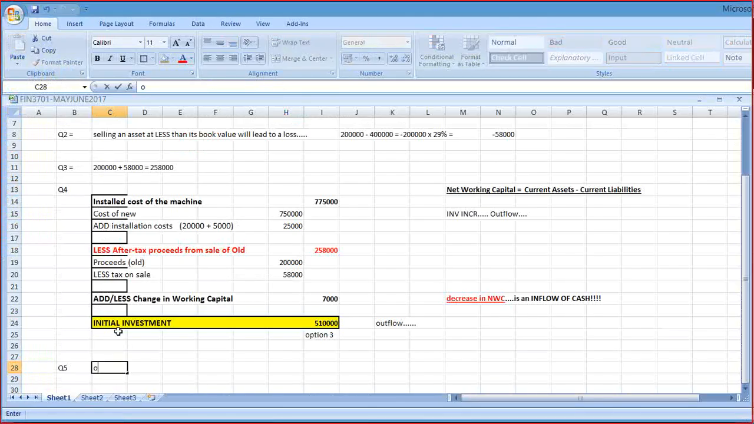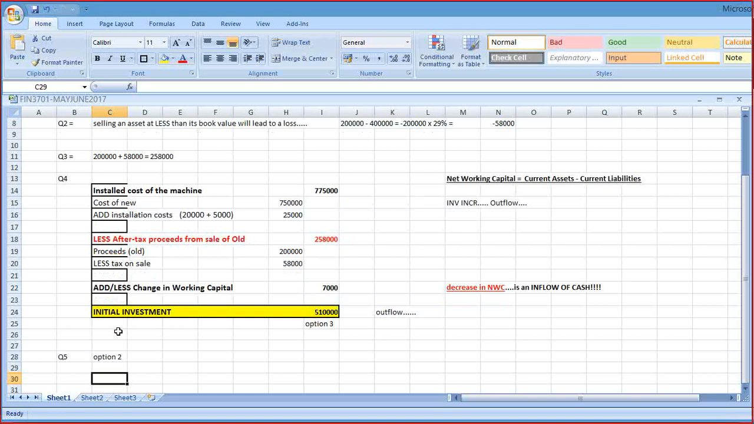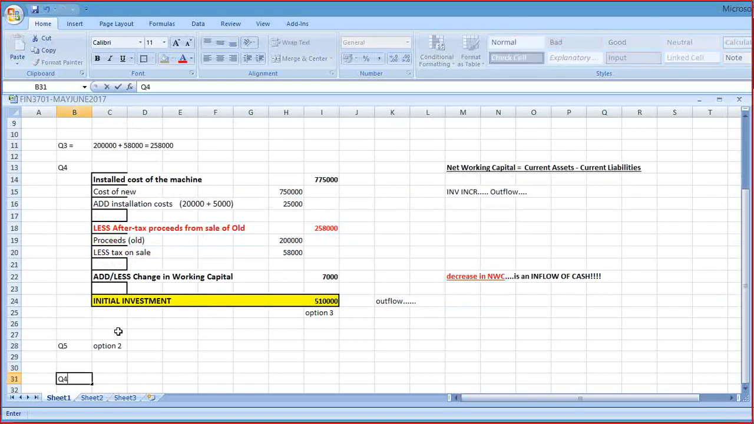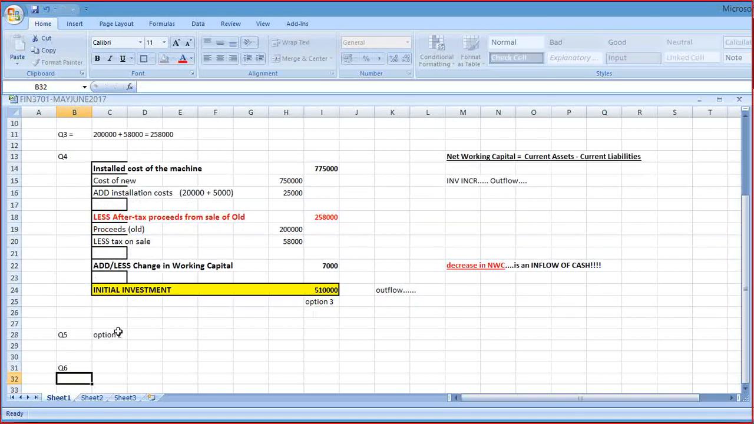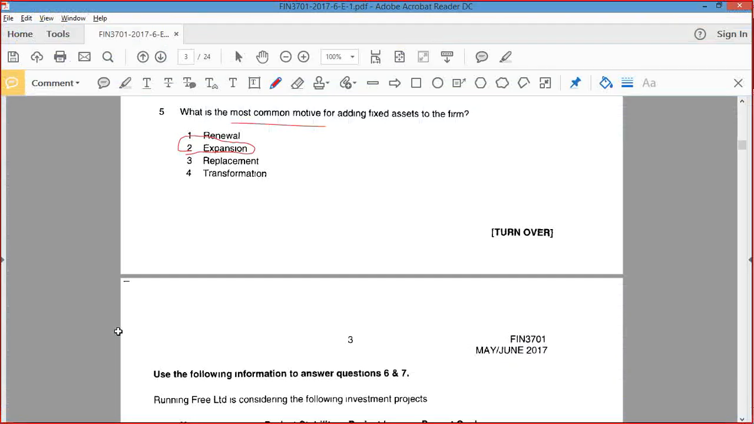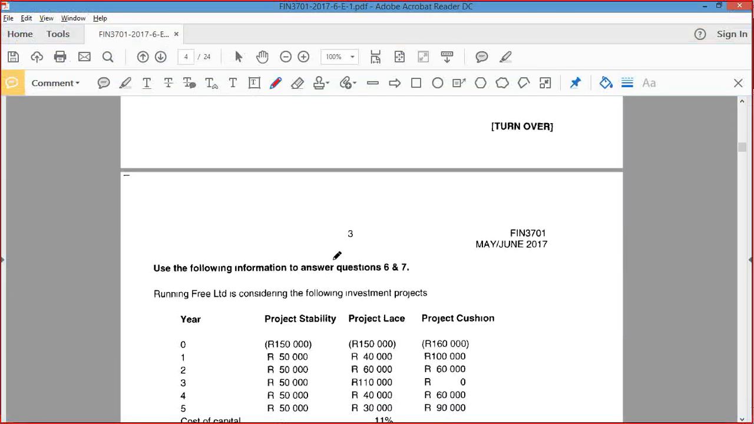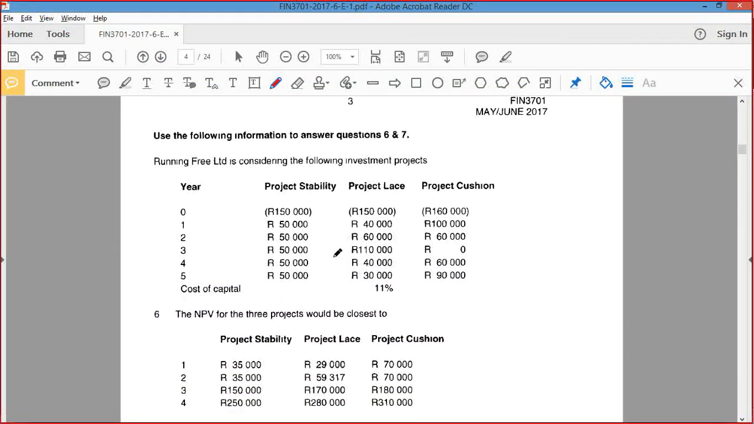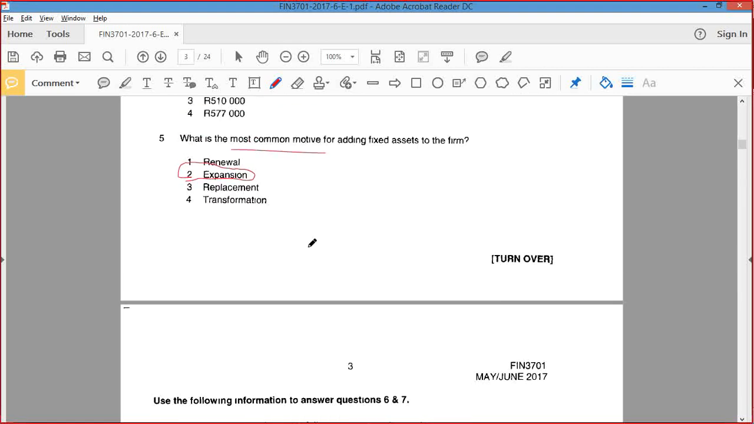So if it says adding, it means expansion. Yes. Expansion. That's the common motive. Companies have two motives: replacement or expansion. In terms of the most common, you'd be looking at expanding rather than replacing. Expansion is more common than replacement.